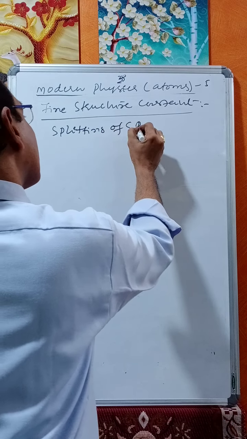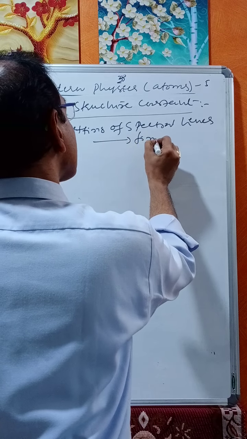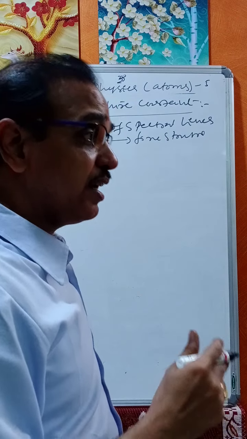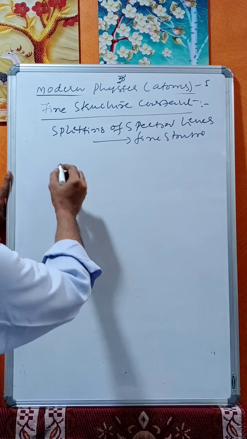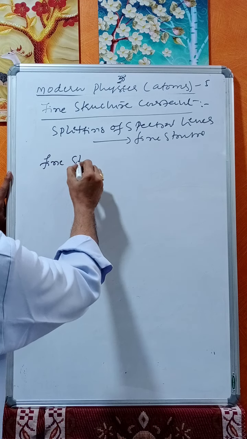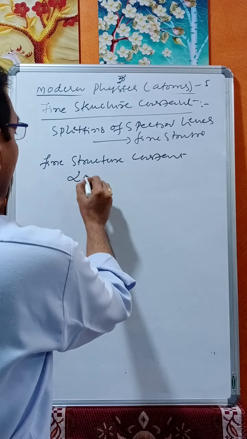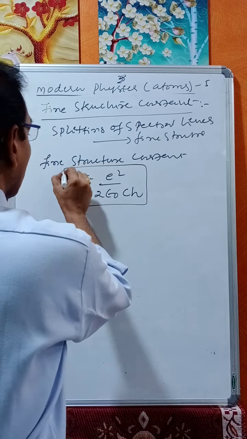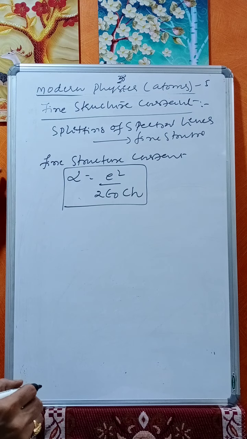Splitting of spectral lines is called fine structure. Bohr's theory failed to explain this fine structure. Later, Sommerfeld's theory explained it by introducing a constant called the fine structure constant. The fine structure constant alpha is equal to e square by 2 epsilon naught c h.